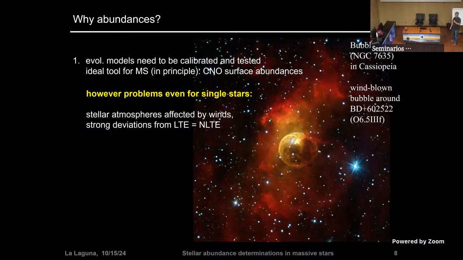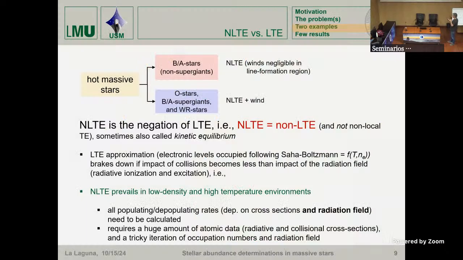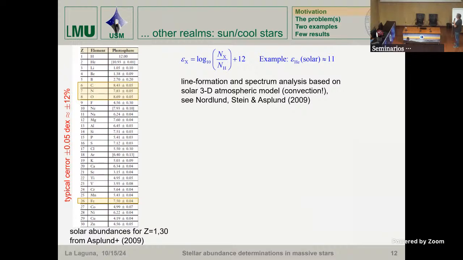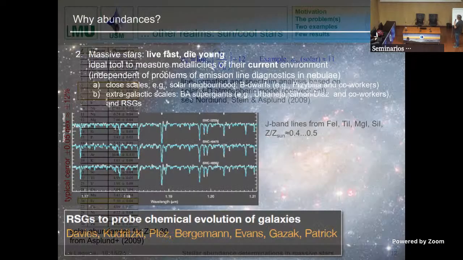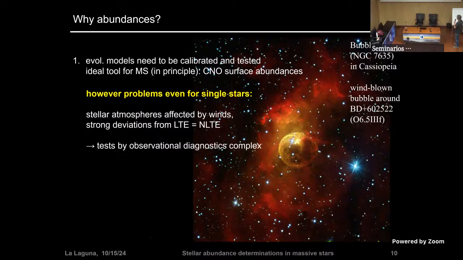However, even for single stars, and during this talk I will almost, not completely, almost speak only about single stars, though massive stars occur very frequently in binaries, but even in single stars, we have certain problems. And these problems are presented due to the winds and also because of strong deviations from LTE, which is called NLTE. So the test by observational diagnostic becomes complex.